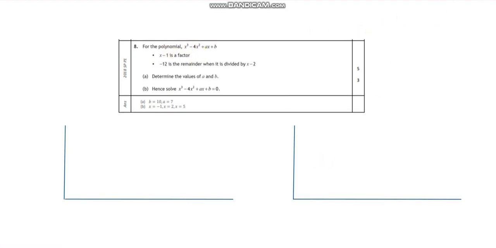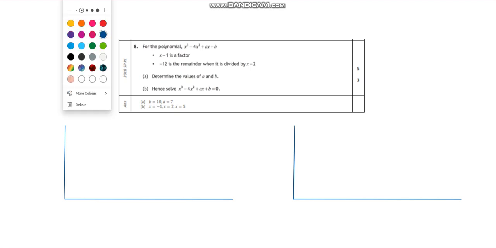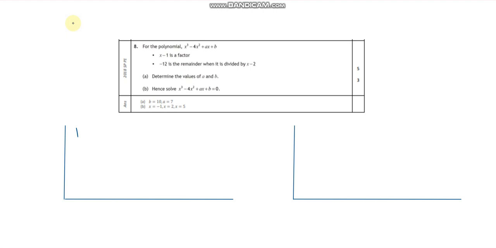Okay, as if by magic they appear. So I'm just going to set my synthetic division up. So I've got an x cubed, I've got negative 4x squared, and then I've got an a, then I've got a b. It'll be the same for this one as well. I've got a 1, negative 4, a and b. And the reason I'm doing it twice is because I've been given two sets of information. I've been asked to find the values of a and b, and I've got these two sets of information.